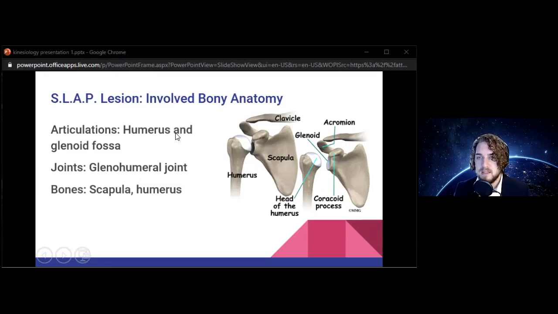So the articulations are the humerus and the glenoid fossa that sits on the lateral side of the scapula. It just sits in there. It is the true shoulder joint, so you have all of the movement, all of the mobility. And then the bones are the head of the humerus and the scapula.